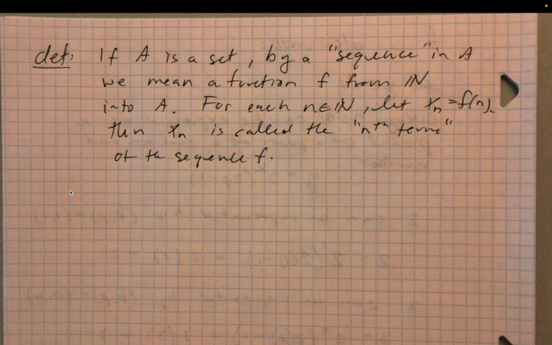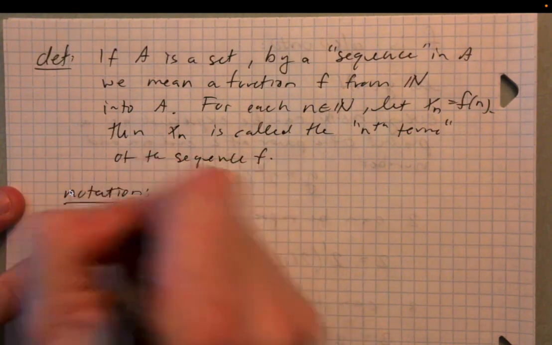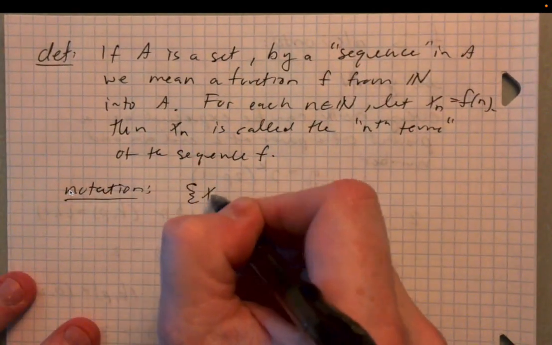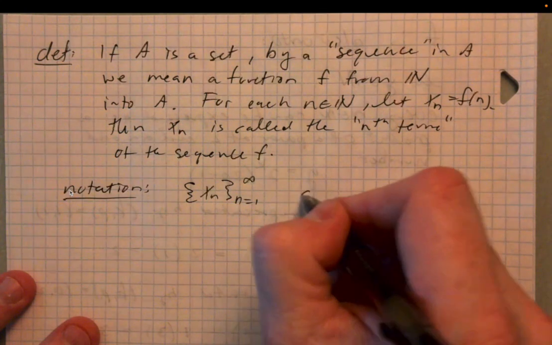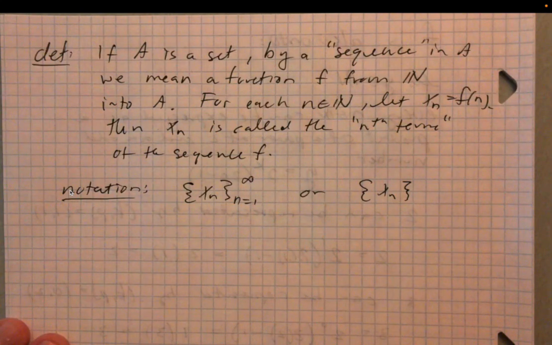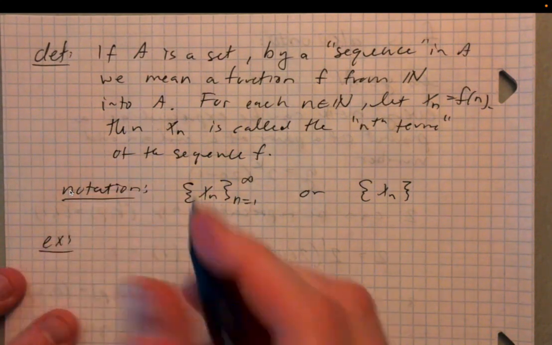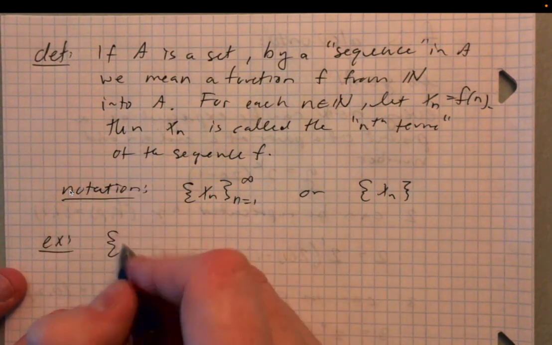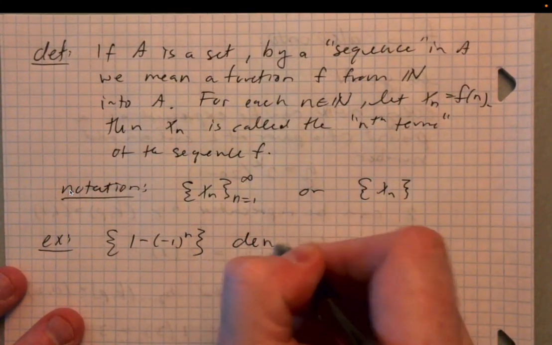Now, we'll use different notation for this at different times. So let's just lay it all out here. Notation will frequently denote it like this: x sub n in braces, with n equals 1 to infinity. Or we'll use just the x of n shorthand like that. We'll go with those two for now. There will be other cases that come up, and I think in context it will be clear. An example here would be something like this: if I say 1 minus negative 1 to the nth power, this denotes the sequence.